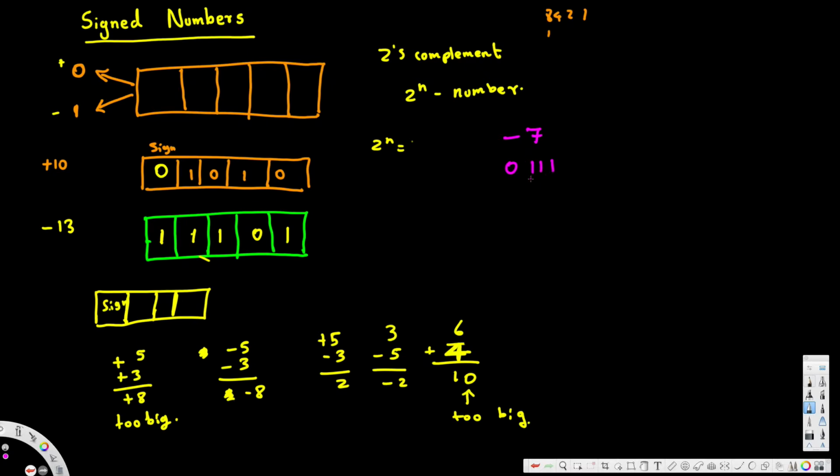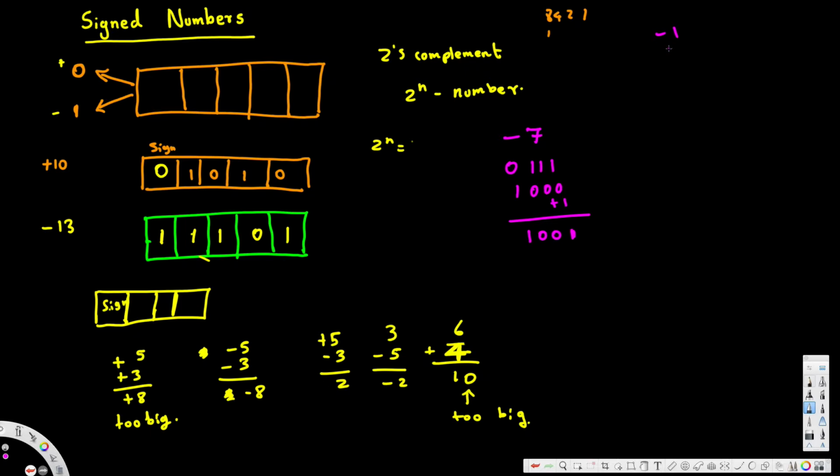For the negative 7, what we have to do is first take the 1's complement. That's 1, 0, 0, 0. Then we have to add 1 to that. Plus 1, that's going to give us the 2's complement. That is 1001. So the 2's complement of negative 7 is 1001.